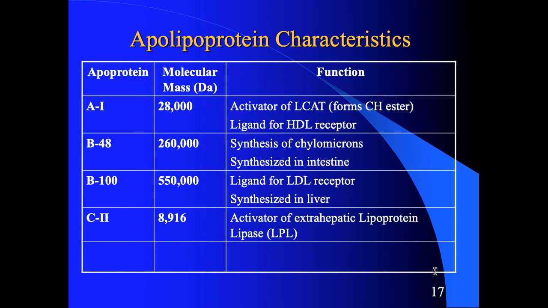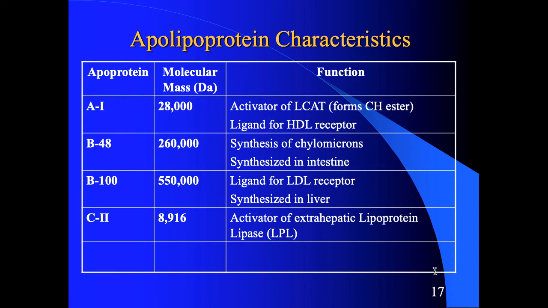ApoB100 is one of the largest proteins in the body. There's a handful of proteins that are bigger. Titin's one of them. There's a couple other ones, but B100 is massive. And that has some issues. But here's what they do. ApoA1, you can see the function. Some of these won't make sense now, but B48 does, right? It's synthesis, structural molecule. B100, look what it does. It binds a receptor. And it's that interaction that includes genetics and risk of cardiovascular disease that we'll talk about. And C2 is the activator for LPL. That's why you have to have that there.